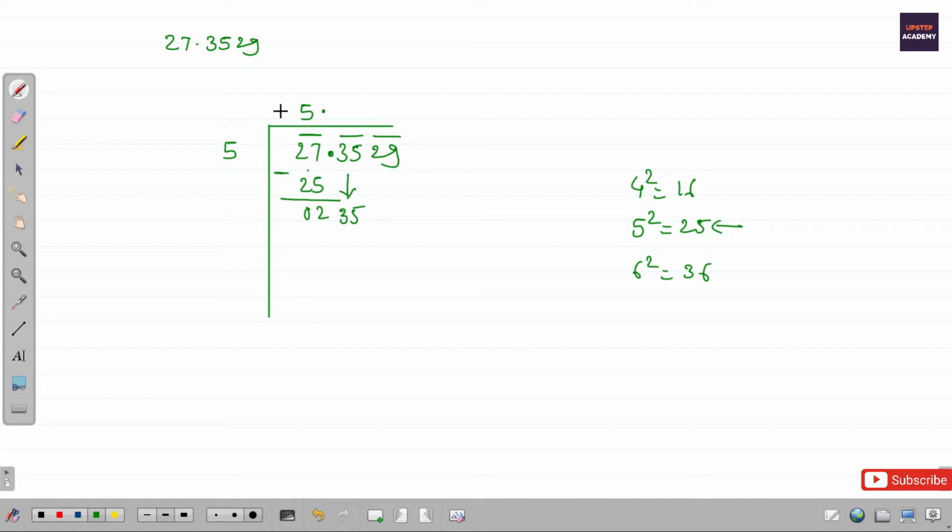Let us go for our next procedure. You know that we have to double this number 5. So after doubling this 5 we will get 10 over here, and we have to put such a number over here, and we have to multiply this whole number by the same number we are taking, and that product should be equal to or less than this 235. So let us try to do that. Let us take 101 into 1. Of course it will be 101, which is quite less than this 235.